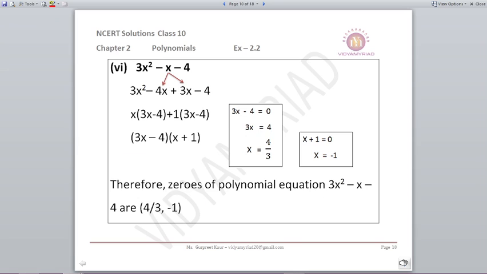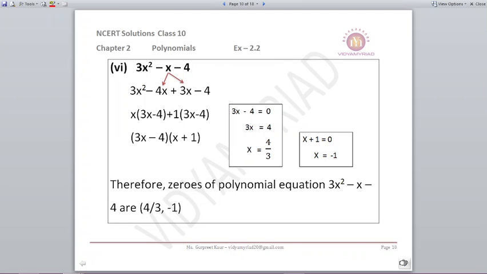Next, 3x square minus x minus 4. So this is a quadratic equation. So we will use middle term splitting. We got 3x minus 4 and x plus 1. So equating it with 0, we get x is equal to 4 upon 3 and x is equal to minus 1. So two zeros are 4 upon 3 and minus 1.